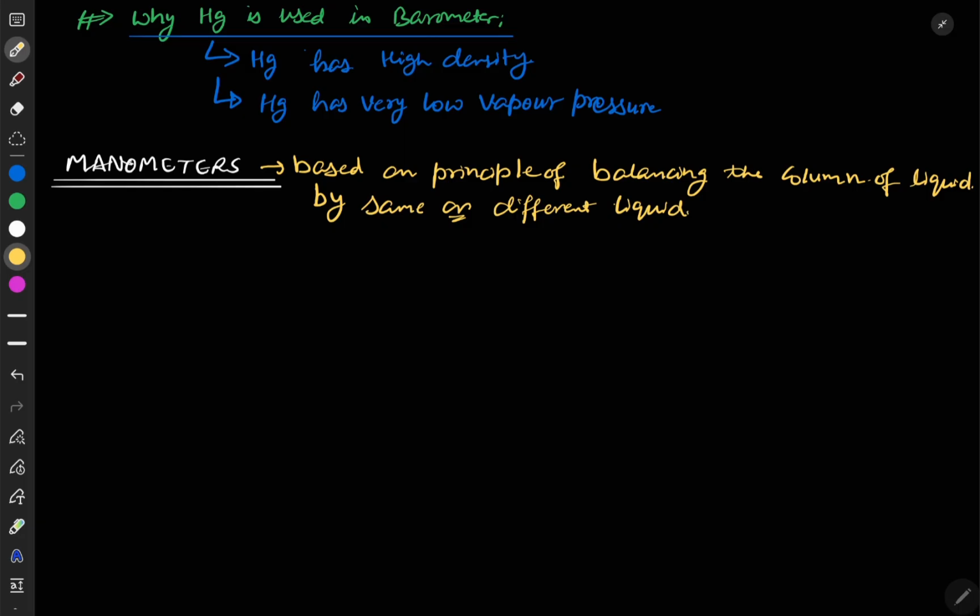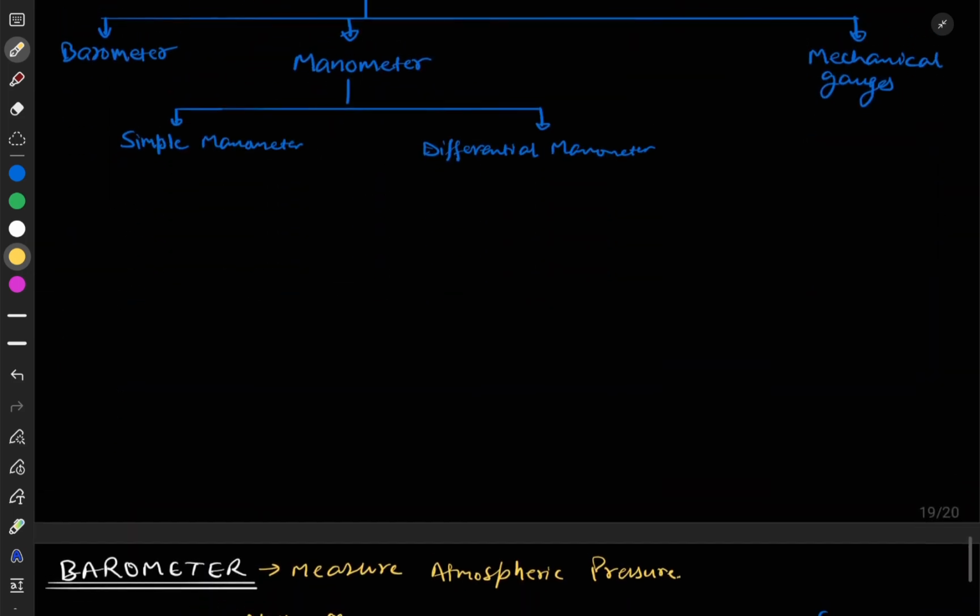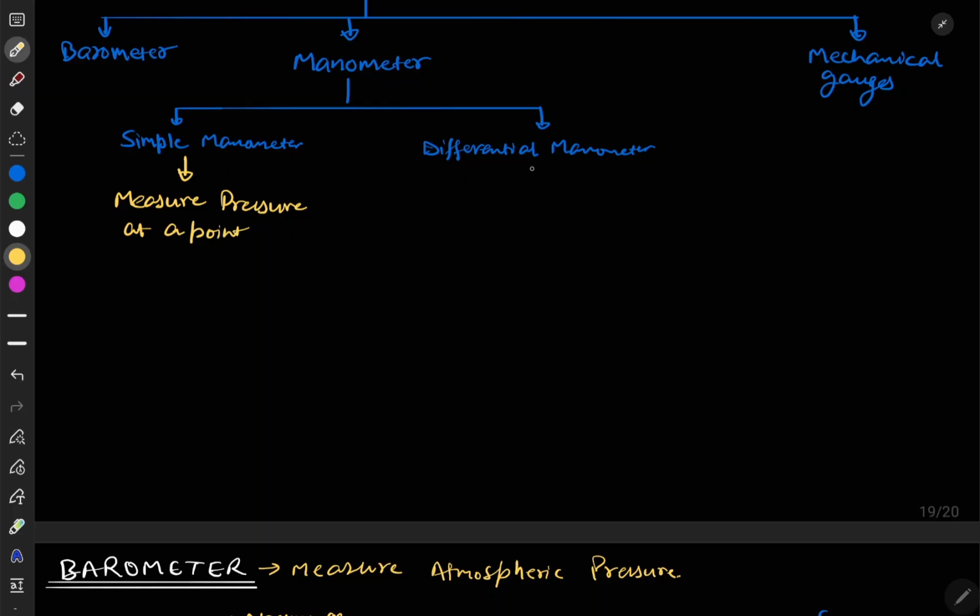Now these manometers are divided into two portions, as I mentioned earlier. These are your simple and differential. Simple manometers measure pressure at a point, and differential manometers measure pressure difference between any 2 points.